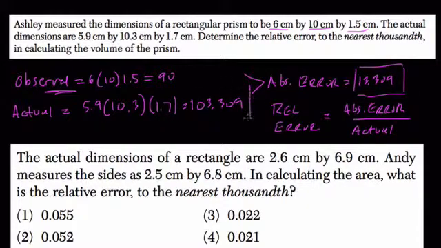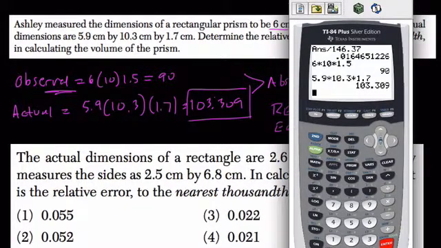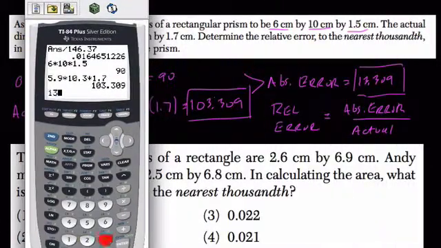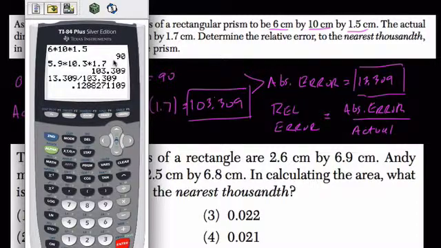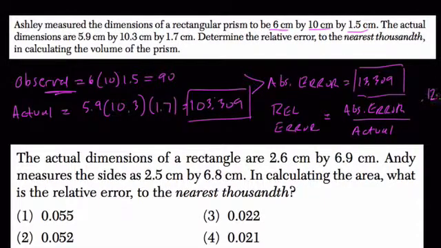We have our actual right here. We just do one over the other. So we do 13.309 divided by 103.309. And this will be our relative error, 0.1288, to the nearest thousandth, so 0.129. That's our relative error.